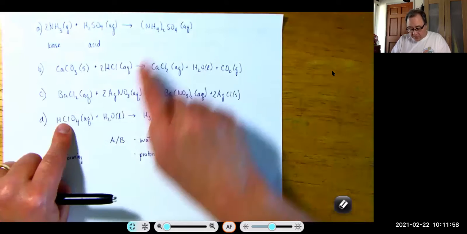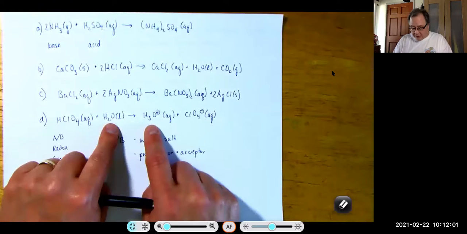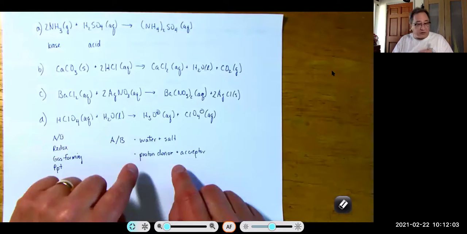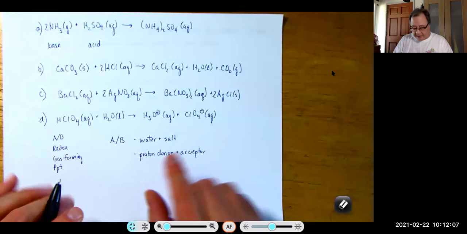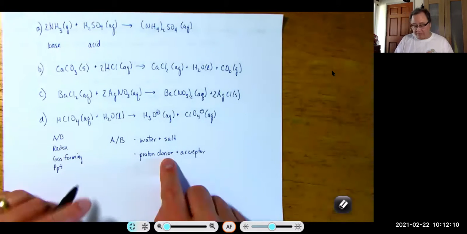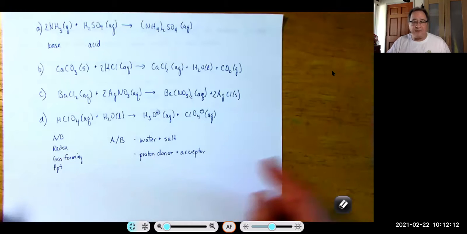This H2O is a proton acceptor. So for these acid-base reactions, you have to look for two possibilities: the Arrhenius, which would be a water and a salt, and the Bronsted-Lowry, which would be a proton donor and acceptor.